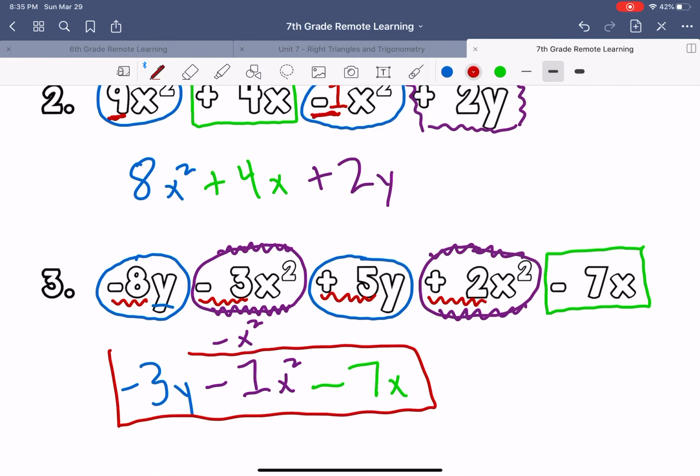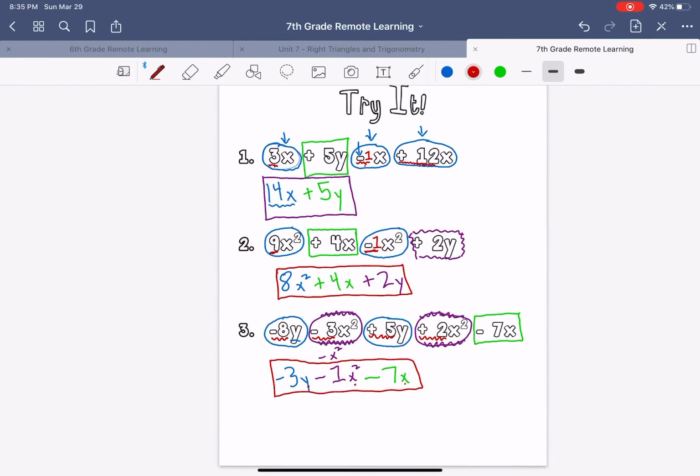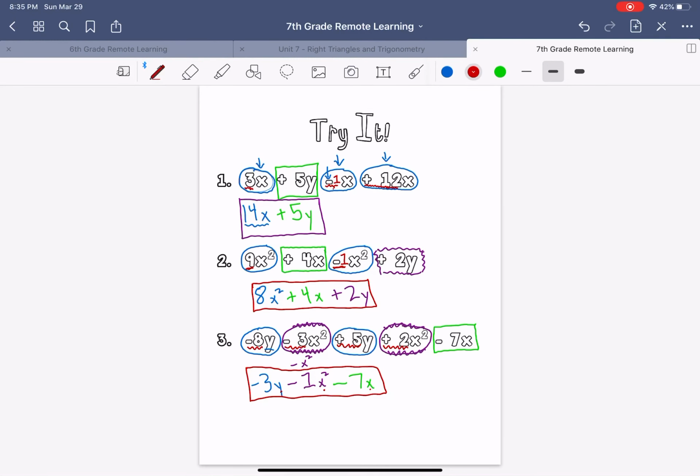We can't combine anything else. We can't combine y's and x's, and we can't combine x squareds and x's because they don't match. They're not like terms. All right. And that is all I have for combining like terms.